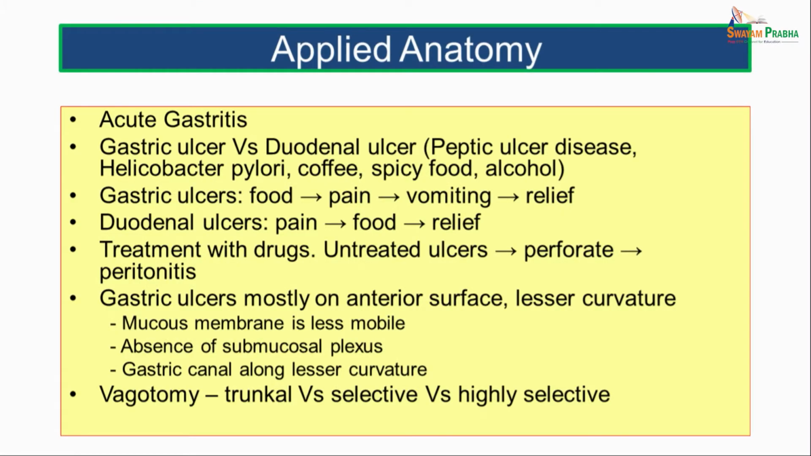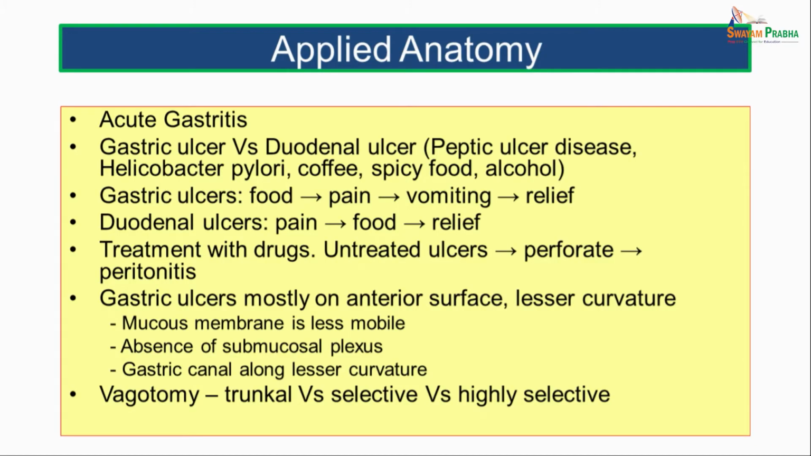How do you differentiate between the gastric ulcers and the duodenal ulcers? The characteristic symptoms of both these types of ulcers are different. In a gastric ulcer, the phenomenon which is seen is a person takes in food, experiences pain, vomits the food and is relieved. So, it is food, pain, vomiting, relief. While in duodenal ulcers, the pain is felt, the person takes in food and is relieved. So, it is pain, food, relief. That is how we can differentiate between the gastric ulcers and the duodenal ulcers.